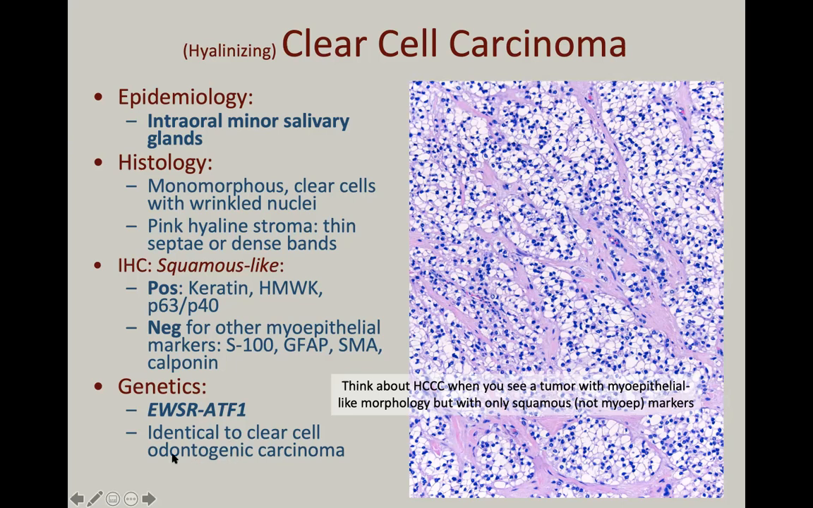When it occurs primarily in the bone, it is sometimes referred to as clear cell odontogenic carcinoma, as opposed to clear cell salivary type carcinoma. However, the morphology and the genetics are identical, the genetics being rearrangements of the EWSR1-ATF1 gene. So by definition, clear cell carcinoma of salivary gland.